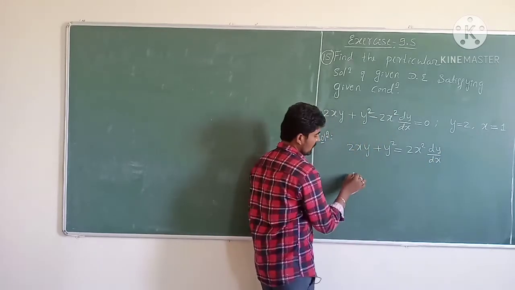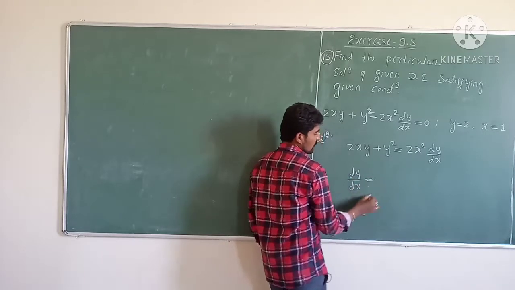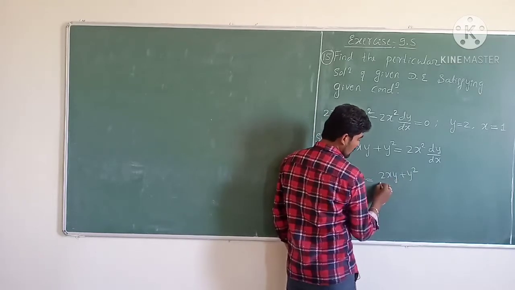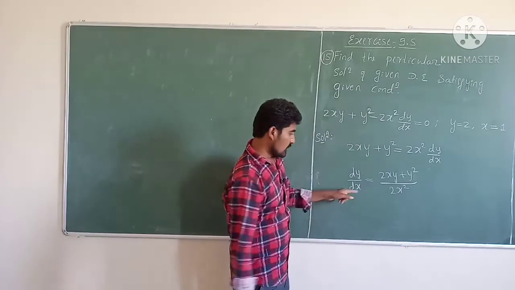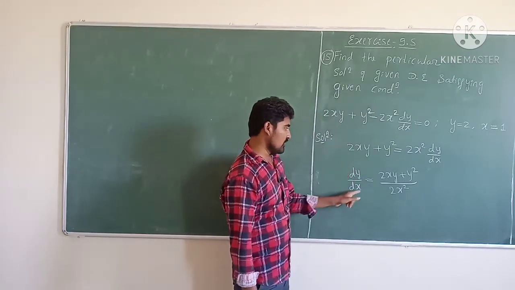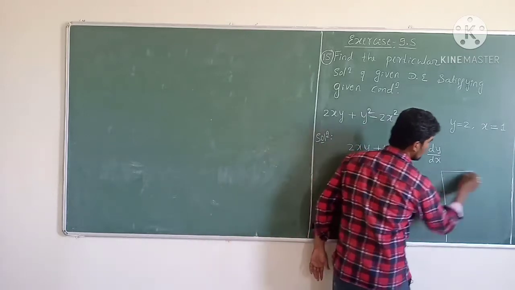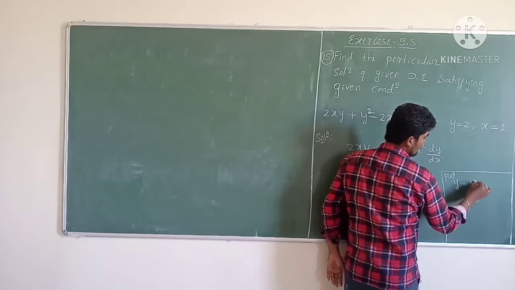Hence, the value of dy by dx is equal to (2xy plus y square) divided by 2x square. Now this is a homogeneous differential equation of the form dy by dx, so we need to put y equals vx. Now put y equals vx.